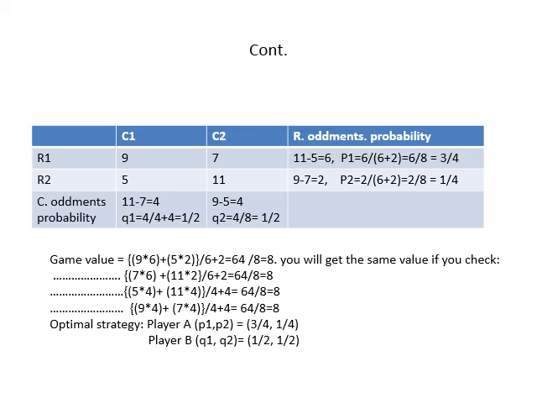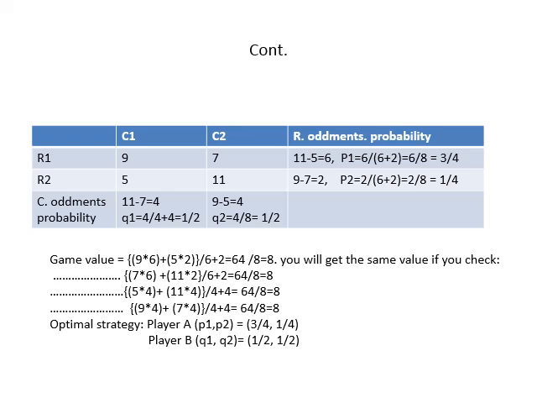The last, look at the row 1. 9 times 4 plus 7 times 4. 9 times 4 is 36, 7 times 4 is 28, 28 plus 36 equals 64, divided by 4 plus 4, or 8, equals 8. Perfect.